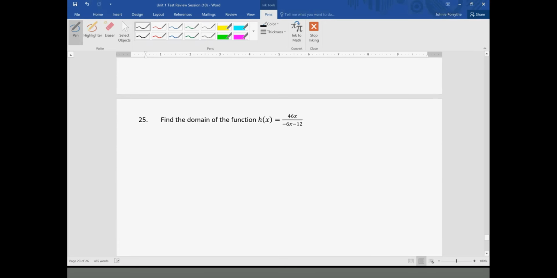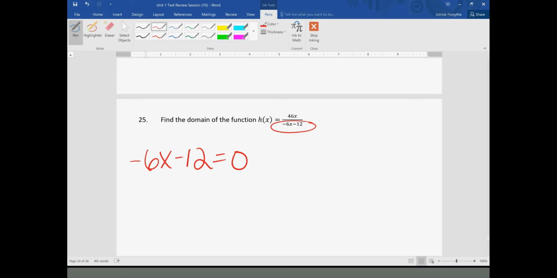Now, find the domain of this function. h of x equals 4 6x over negative 6x minus 12. So we have a red flag here. We have a denominator and it has a variable. So that means there could be a way the denominator can be 0, and we don't want to include that in the domain, because if we have 0 in the denominator, that gives us an undefined answer. So what you want to do is set that denominator equal to 0, figure out when that would happen, and remove those values from the domain.